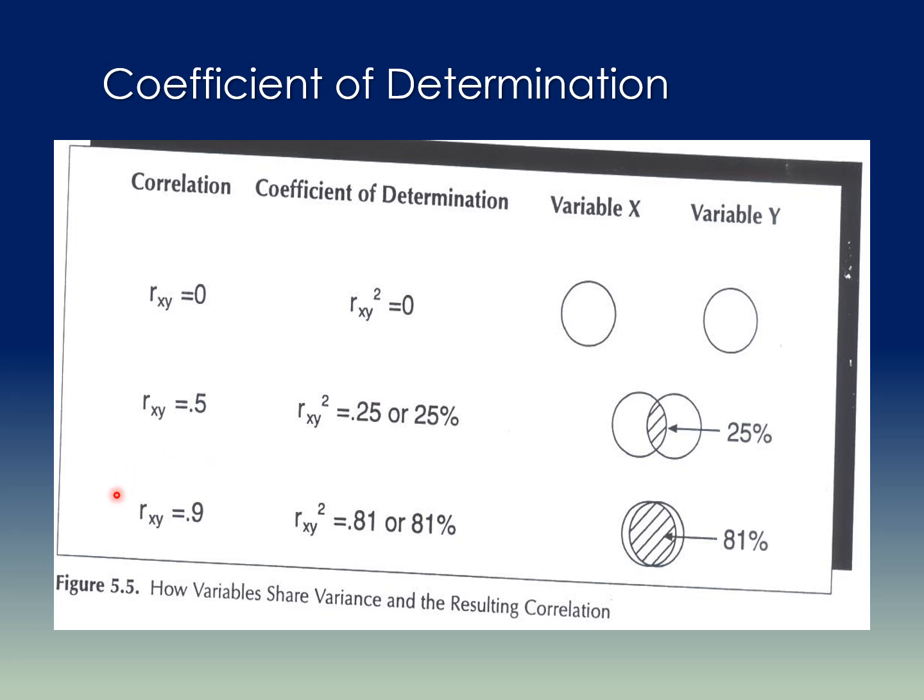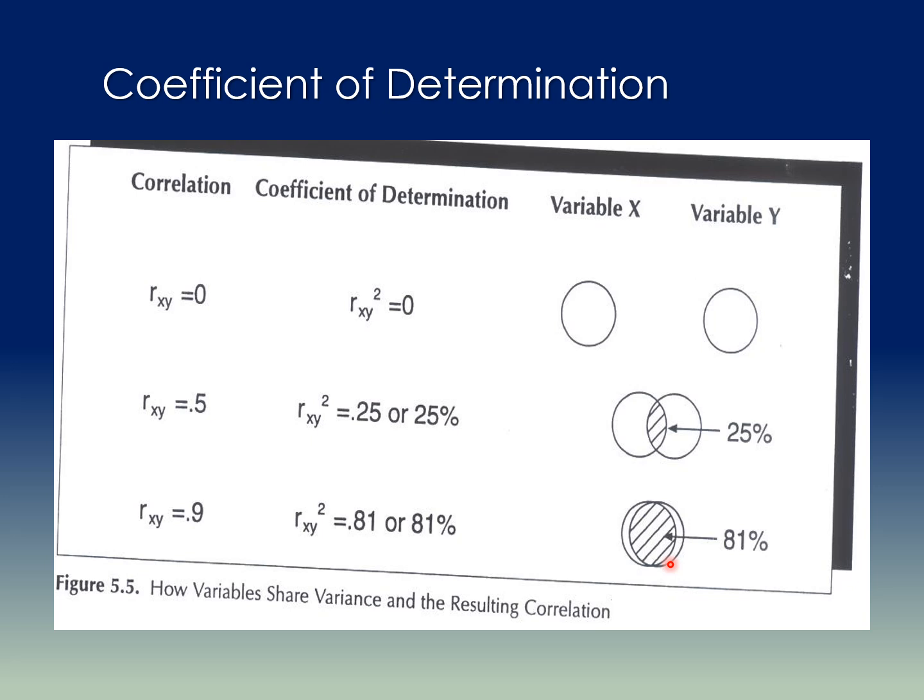Okay, so the last one here, notice that the correlations are getting stronger. The last correlation here is 0.9. Well, when I square that, that gives us 0.81 or 81%. So the change in x will explain about 81% of the change in y. There's something that those two variables share. Okay, this is what I mean by shared variance.